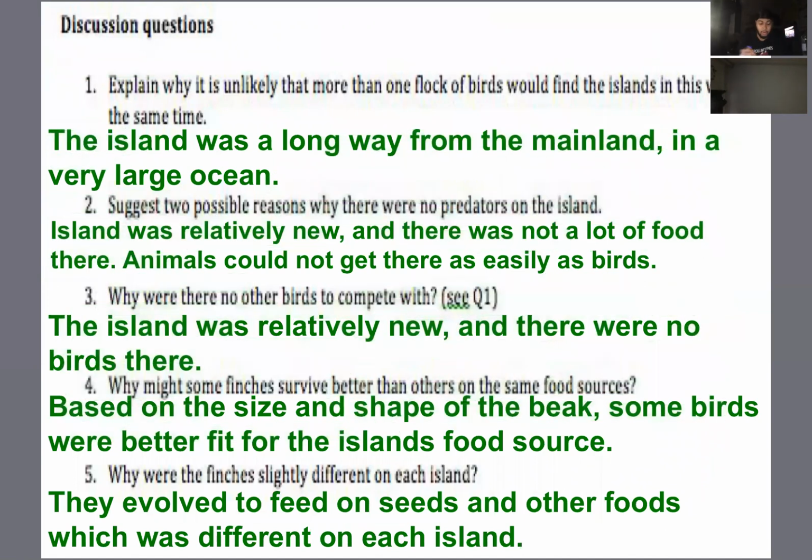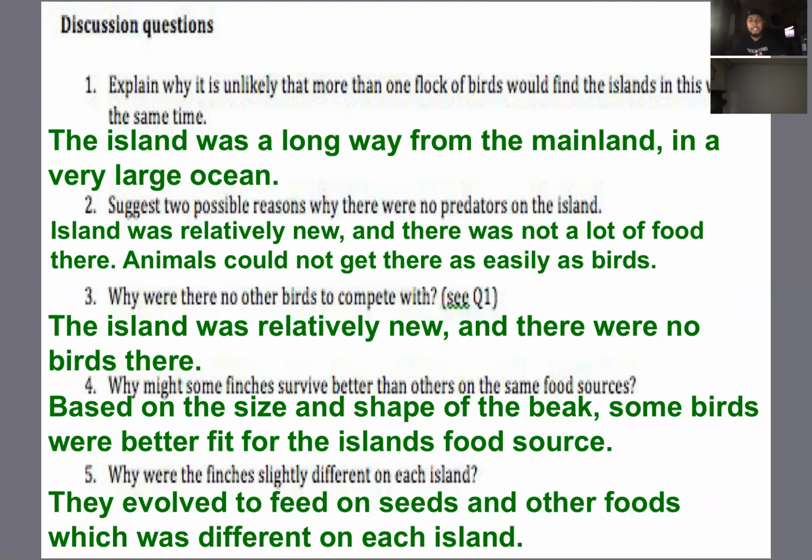I don't know why the answers are there already, but we'll still discuss them. It says, explain why it is unlikely that more than one flock of birds would find the islands in this way at the same time. Well, the island was a long way from the mainland, right? It was across a very large ocean, about 600 miles away. So with more than one flock of birds, some birds are just not going to fly that far, right?